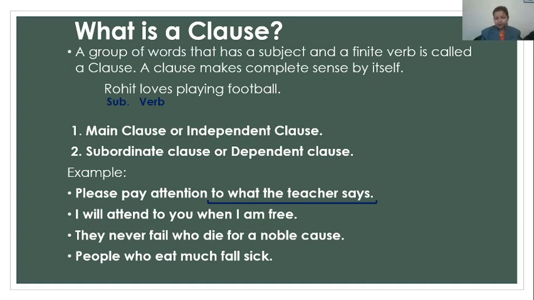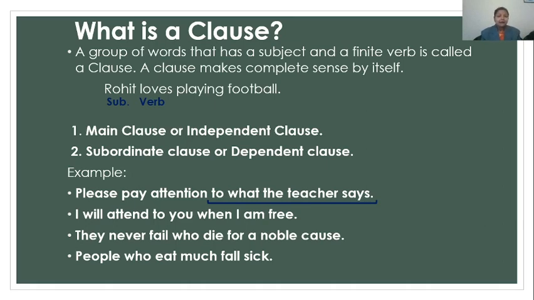Children, here please pay attention. This is an imperative sentence. Okay, we can also call it an imperative clause. So this is an imperative sentence. Please pay attention. Then it is written, to what the teacher says. This sentence has two finite verbs, pay, and the second is says. And the subject is the teacher of the second finite verb, because the first clause is an imperative. Cleared? Now, to what the teacher says.